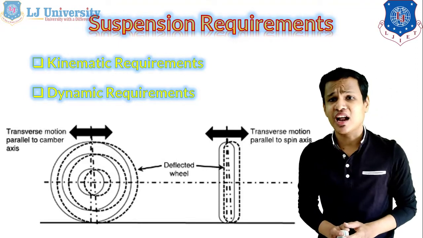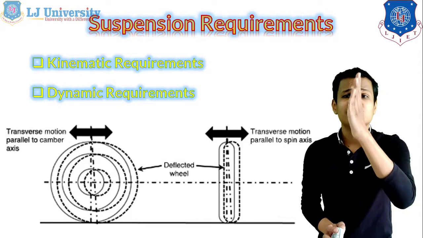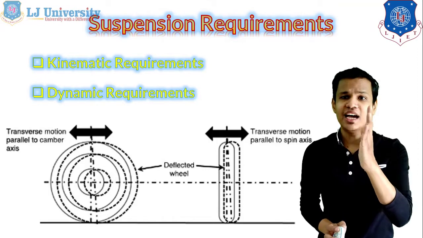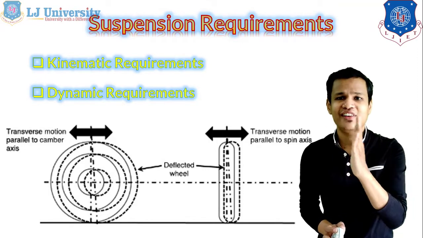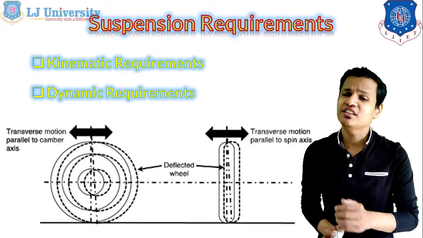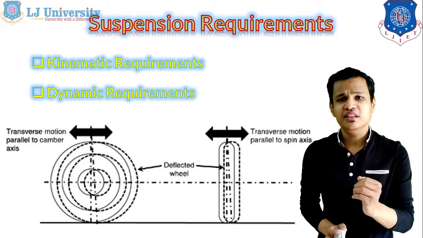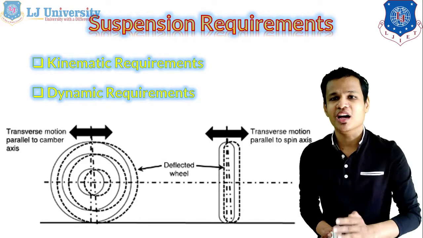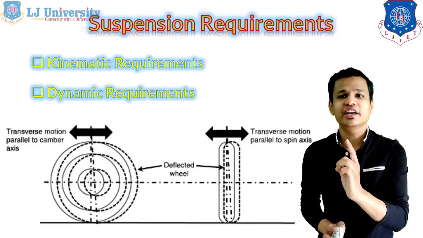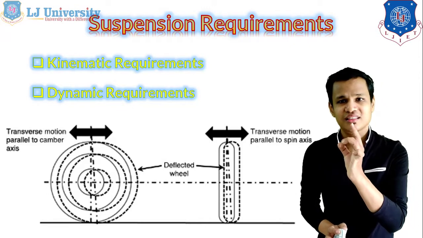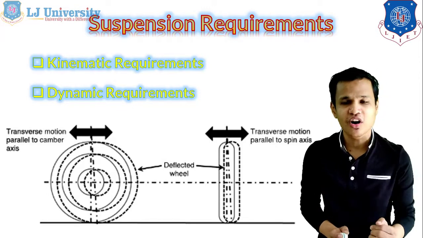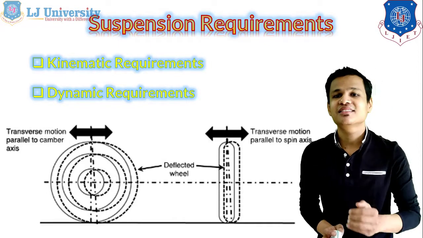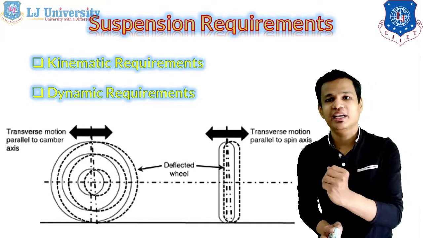The second one is the transverse motion of the vehicle parallel to its axis, right? When we see the vehicle from the front side, the tire should not move in the right or left direction too much, which means the vibration in the tire should not be there. The tire should be properly straight, and when the vehicle is going in a straight path, the tire should be in vertical position, the same as it was before the vehicle was driven. So these are the criteria that need to be fulfilled by the kinematic requirements.